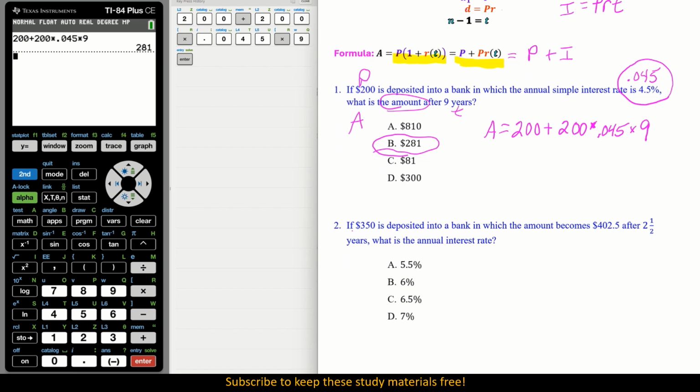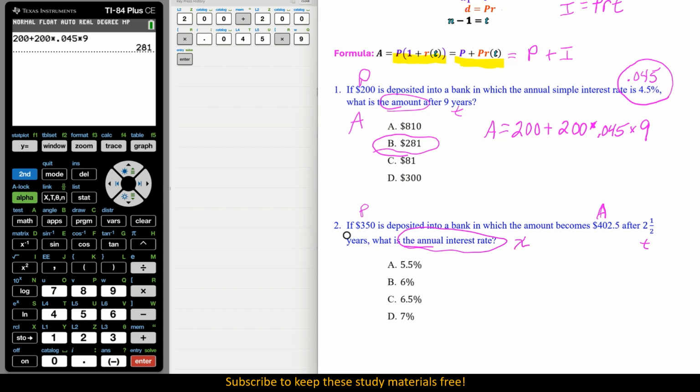Okay, if $350 is deposited into a bank in which the amount becomes $402.50 after 2.5 years, what is the annual interest rate? Okay, so 350 will be our P, and then, of course, this will be our A, the 402.5, and then this is our time. So the interest rate, we are going to call that X.